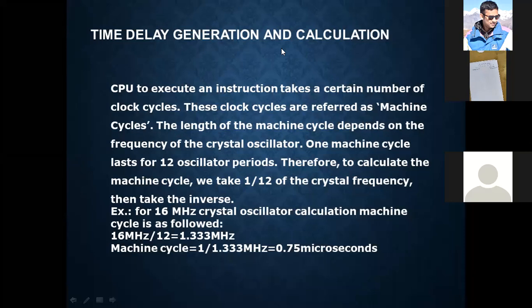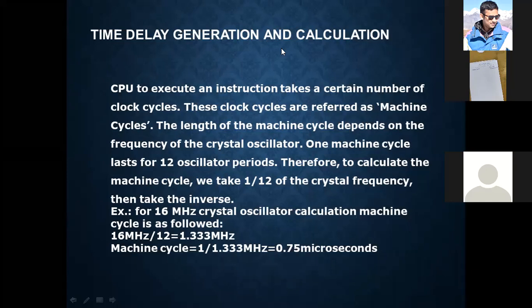So, at first, you can see in the PPT that the central processing unit takes a certain number of clock cycles to execute an instruction. These clock cycles are referred to as machine cycles. That means the length of the machine cycle depends on the frequency of the crystal oscillator. The crystal oscillator used to operate the 8051 microcontroller is 11.059 to about 12 megahertz. Now one machine cycle lasts for 12 oscillator periods. So one oscillator period is 1/12 of the machine cycle, or we can also say 1/12 of the crystal frequency.